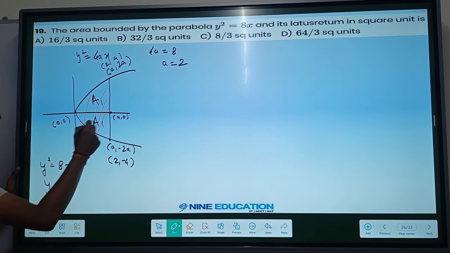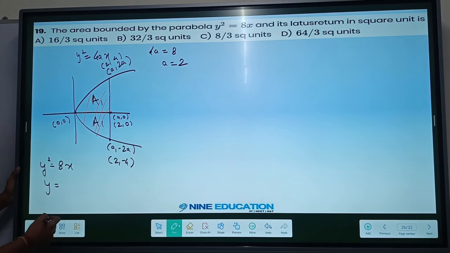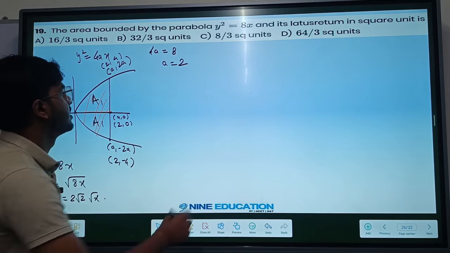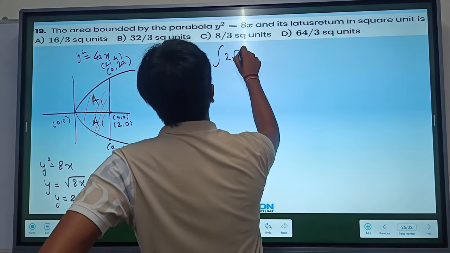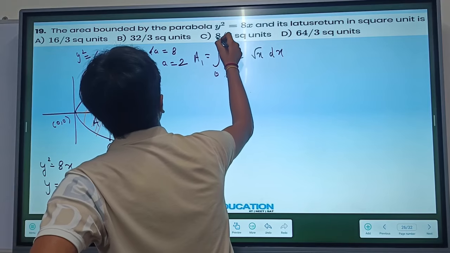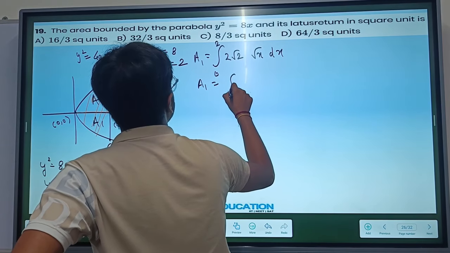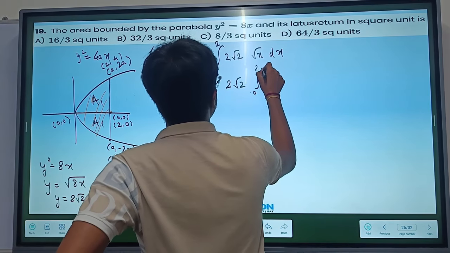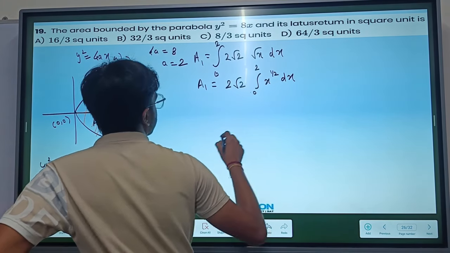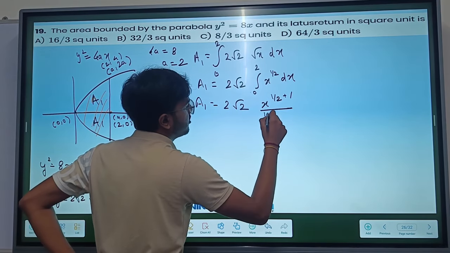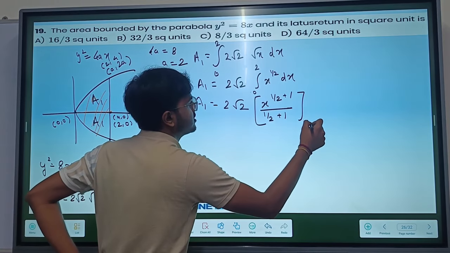So x would go from where to where? 0 to 2 I have to integrate. So y would be under root 8x, which is 2 root 2 into root x. So the integration is 2 root 2 root x dx, from 0 to 2, for area A1. 2 root 2 is a constant and comes outside. Integration of root x, that is x power 1 by 2 dx, gives x power 1 by 2 plus 1 divided by 1 by 2 plus 1, with limits from 0 to 2.